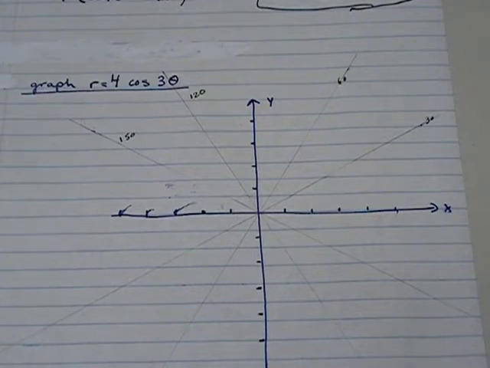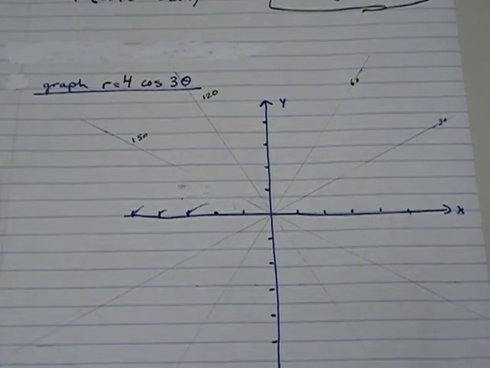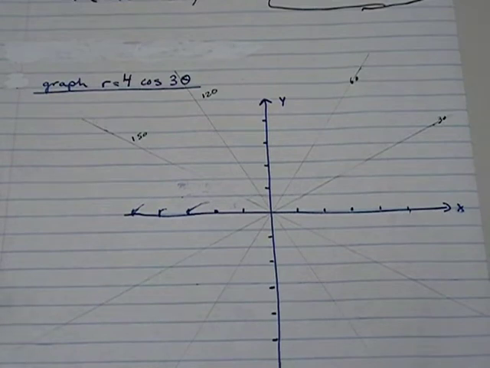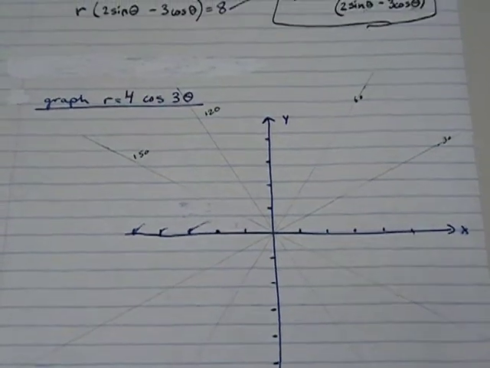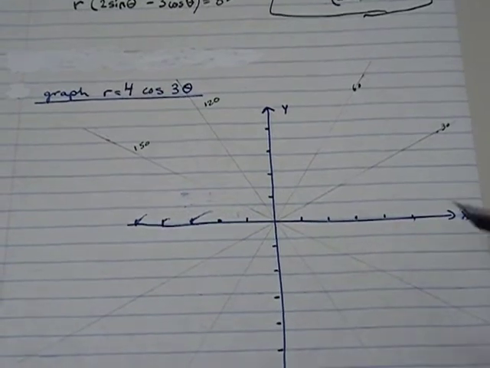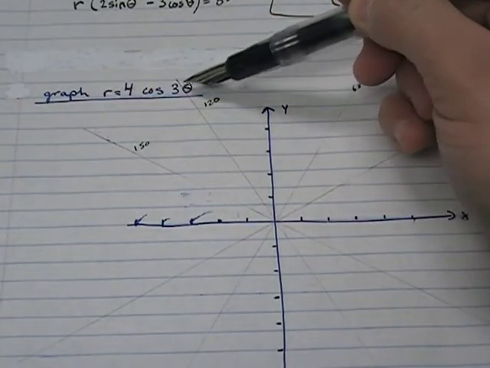So anyway, now I've got this equation and I want to graph it. Now the only way to graph a polar equation by hand is to sit down and make a table. Okay? Sit down and make a table. Okay? So what I want to do is I want to make a table. And I take my r equals 4 cosine 3 theta.